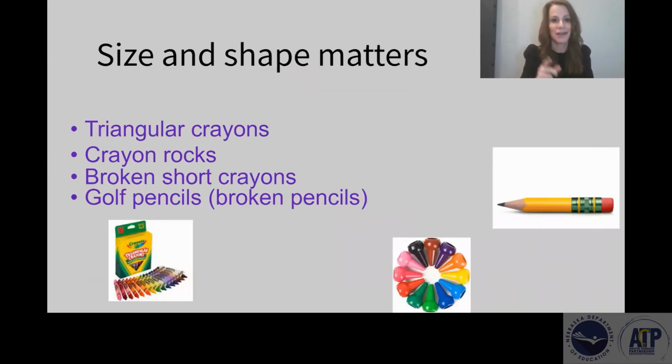Size and shape matters. So here's some strategies. They have triangle-shaped crayons by Crayola, which help you to have that grip. They have crayon rocks, also by Crayola. You can use shortened or broken crayons or pencils. Don't throw those out because they're really good. It forces that grip. Or you can use those golf pencils. They just come smaller. Those are great strategies.